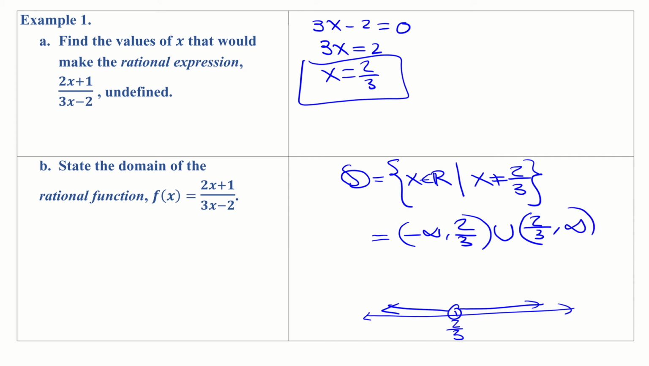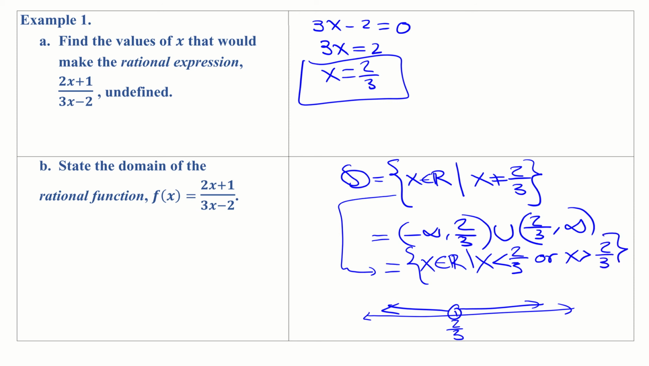Notice in set builder notation, we could have also said this. We could have said all x belonging to R such that x is less than 2/3 or x is greater than 2/3. Notice in this way, we're only leaving out one number, namely x equals 2/3. So this is less common. We usually write it like this. And the most common form, which we'll use in more advanced math classes, of course, is the interval notation. So you want to make sure you can handle the interval notation.